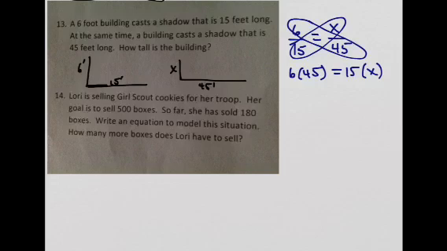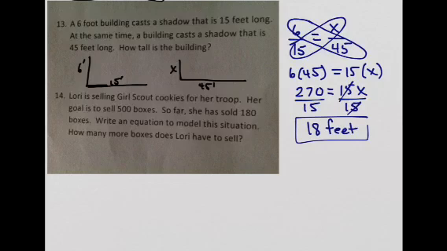That's 270 equals 15x. So we're solving for x, right? The height of the building. So you divide by 15. And so you have divided by 15. The building is 18 feet high. That's the height of the building.